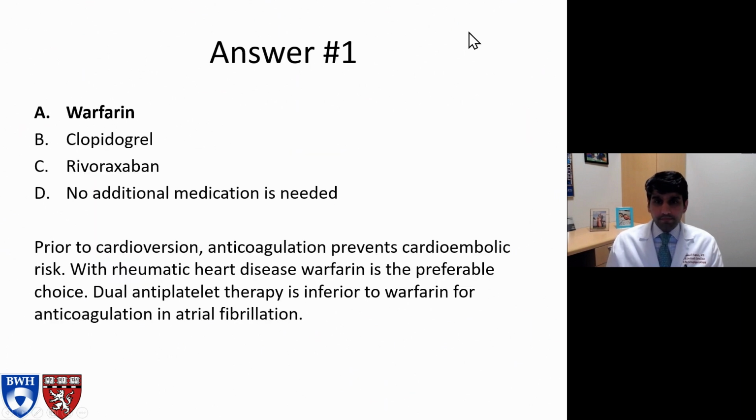So I know people are still voting, but I'll quickly go to the answers, we're running out of time. Warfarin is the answer here. While we did discuss the new guidelines actually recommend a NOAC like rivaroxaban over warfarin, keep in mind there are certain exceptions to that rule, and rheumatic mitral stenosis is one of them. Dual antiplatelet therapy with aspirin and Plavix is inferior to warfarin, so would not be the right answer here.